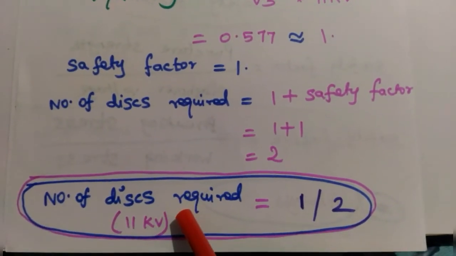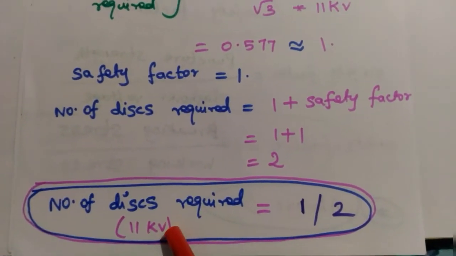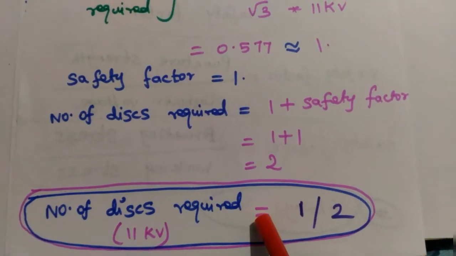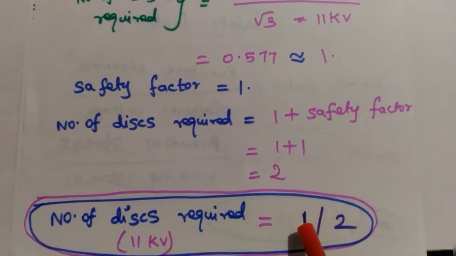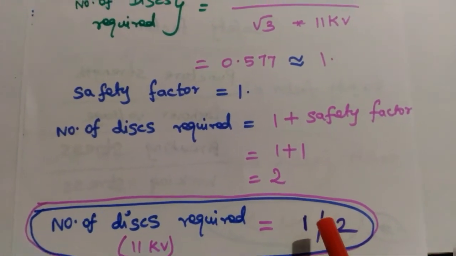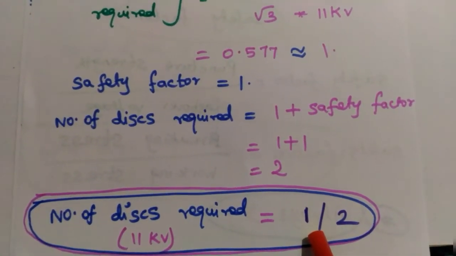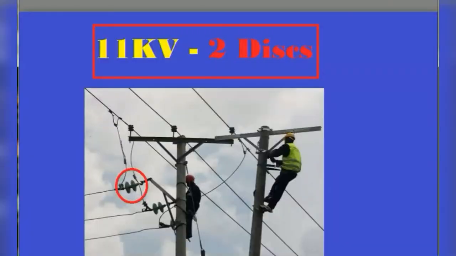Normally the number of discs used for an 11 kV transmission line supported by a particular tower is 1 disc or 2 discs. Both of them are used. So this is the number of discs required for an 11 kV transmission line. For an 11 kV transmission line, the number of discs required will be 2. So here see this diagram. This is the 11 kV line, and the number of insulating discs is 2, provided in between the line conductor and the pole.